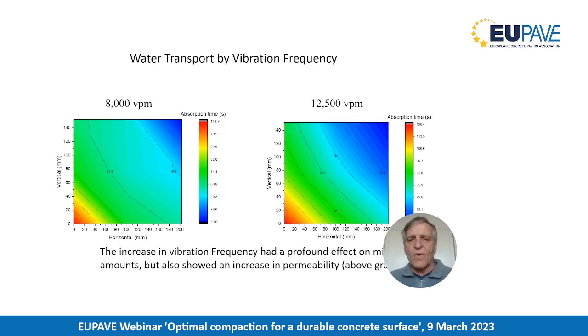This is the water transport by vibration. This is part of a study that was done by Peter Taylor at CP Tech Center. It's basically saying at 8,000 VPMs versus 12,000 VPMs, how much of the water was moved, causing it to become more permeable. The more blue, the more permeability that water is able to go into the concrete.